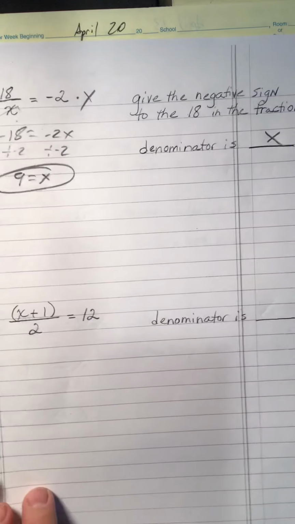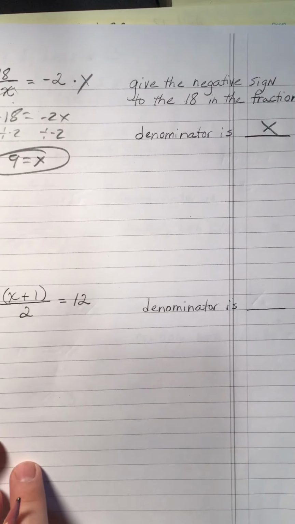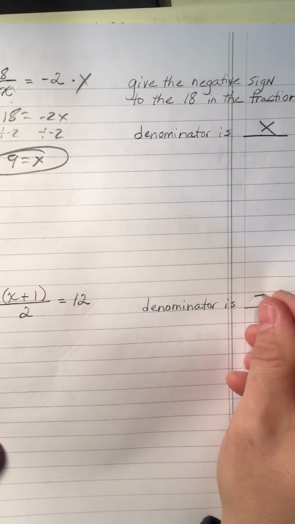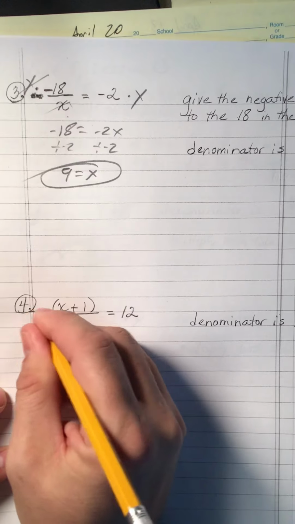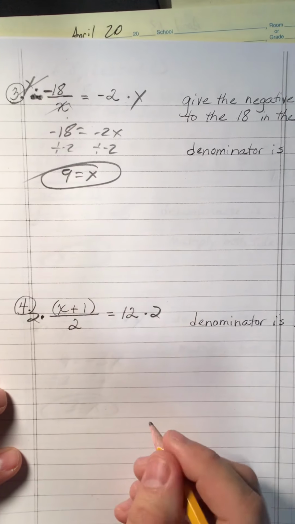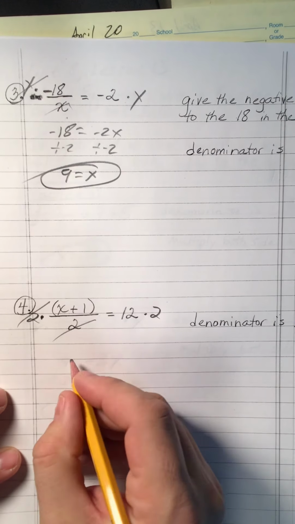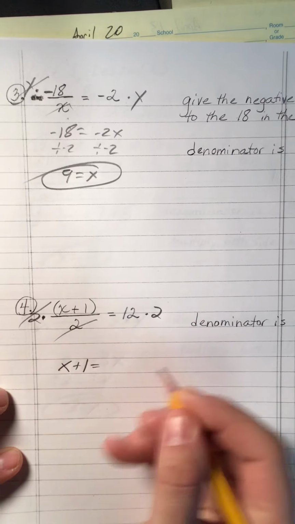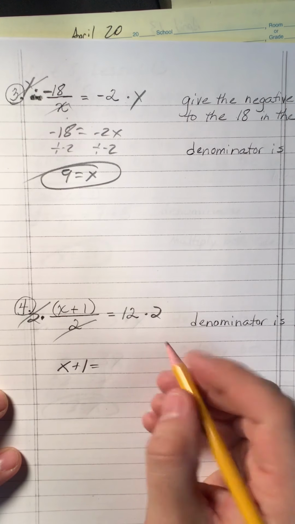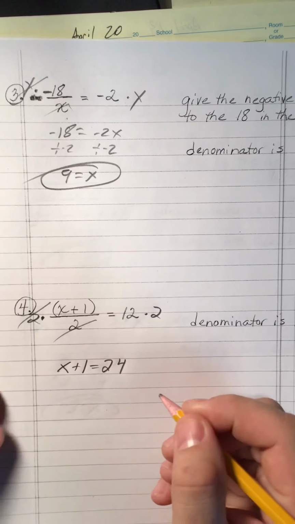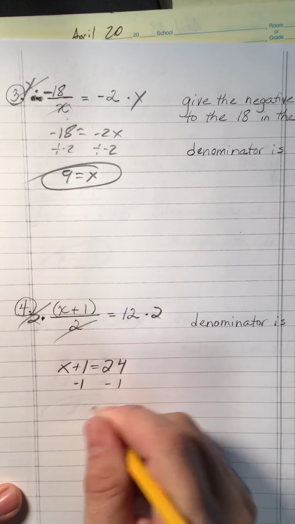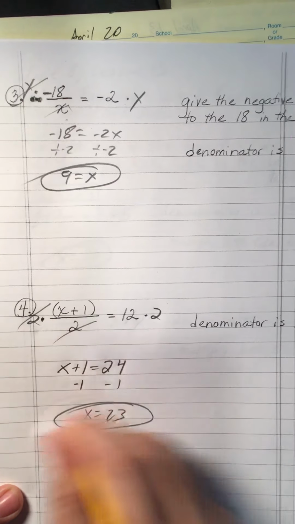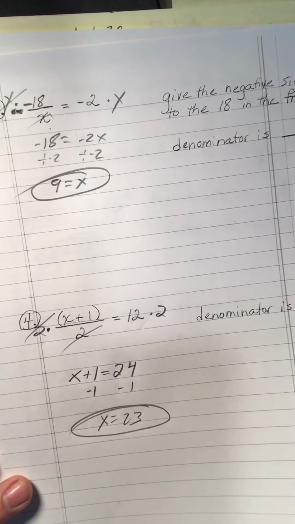Final question. What's my denominator? My denominator is 2, so I need to multiply both sides times 2. Again, this will just cancel out, so I'm left with x plus 1 equals 12 times 2, which is 24. What plus 1 is 24? And hopefully you said 23.